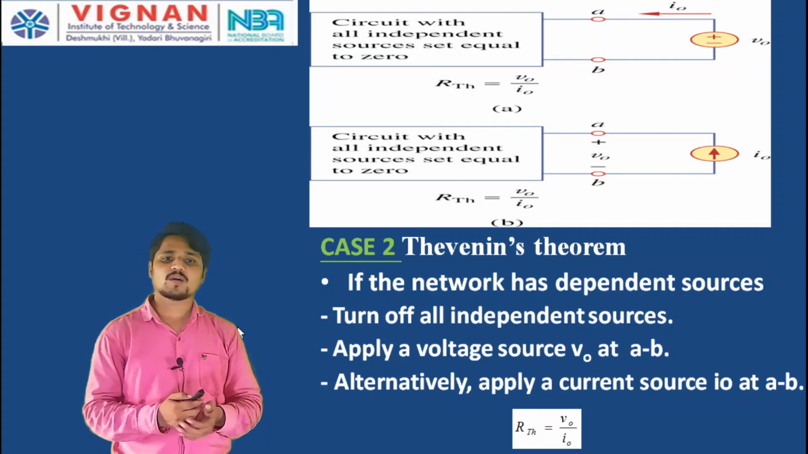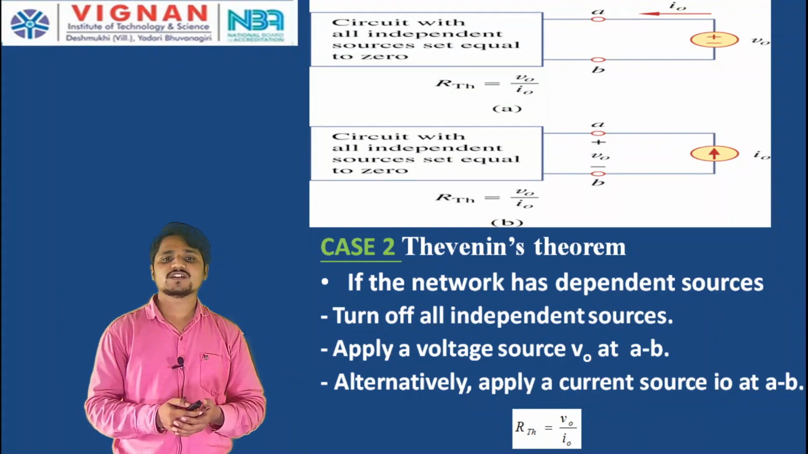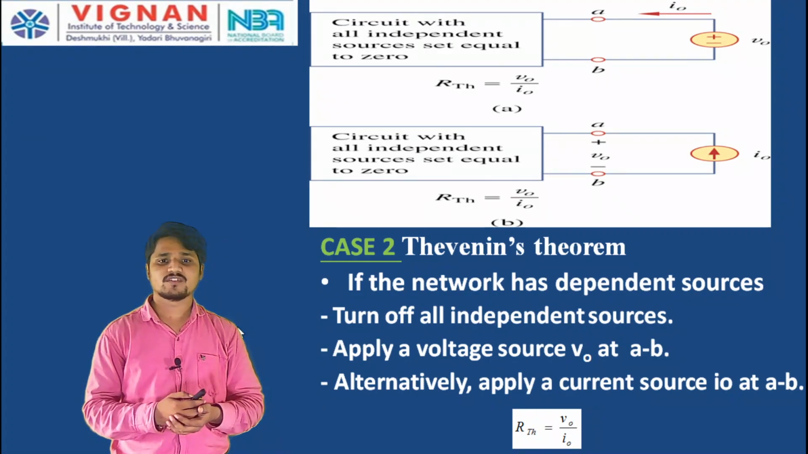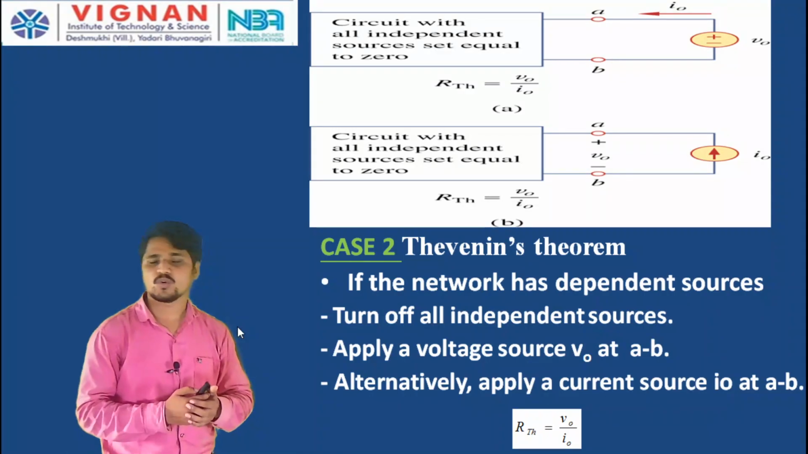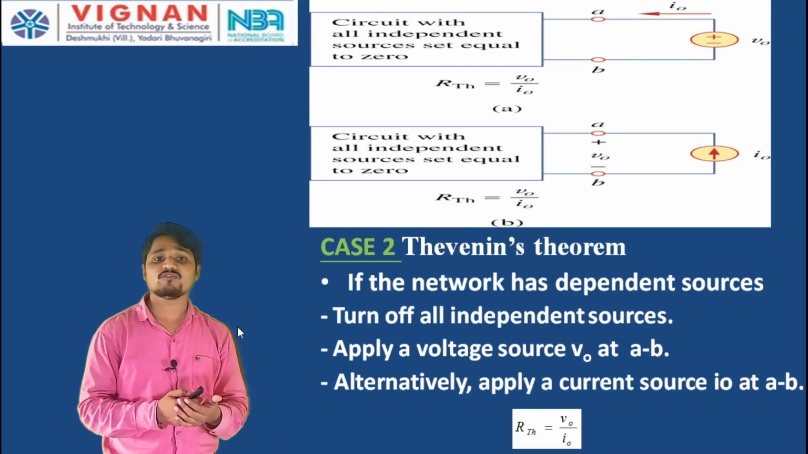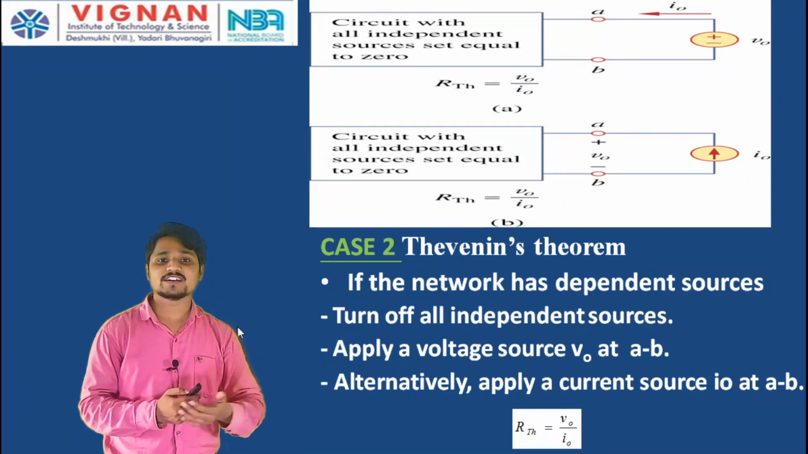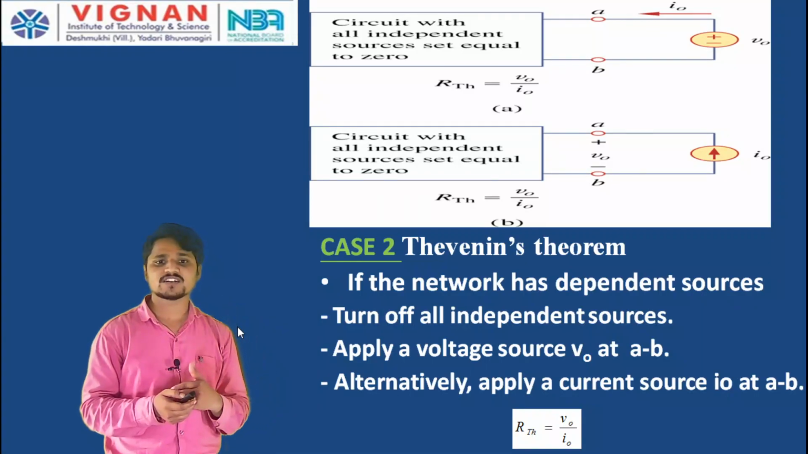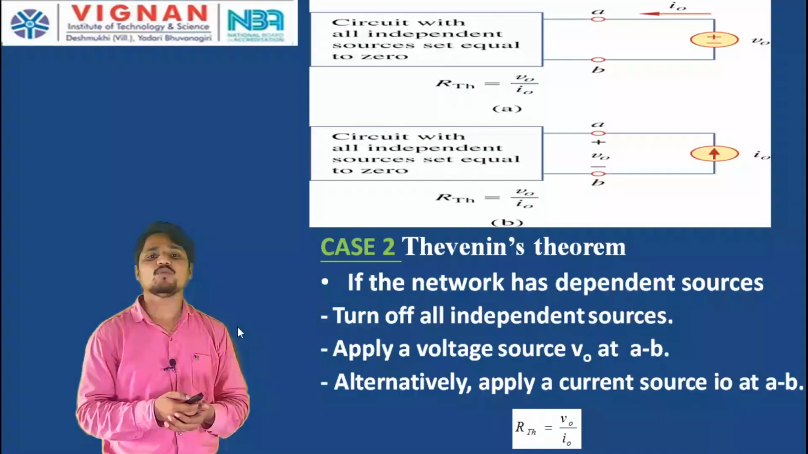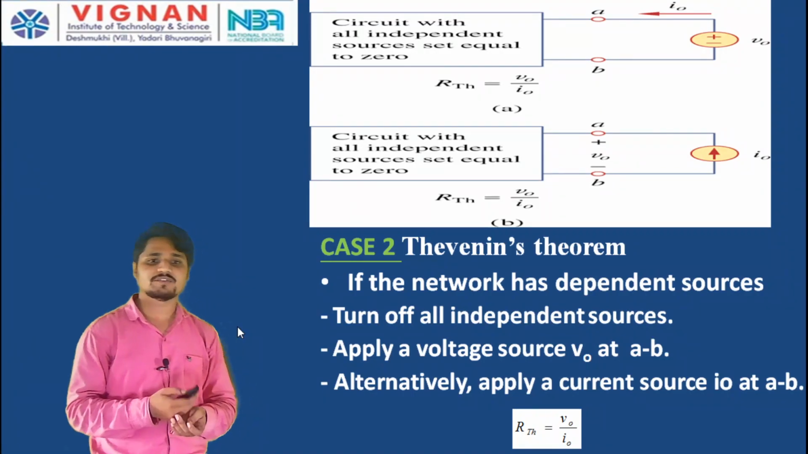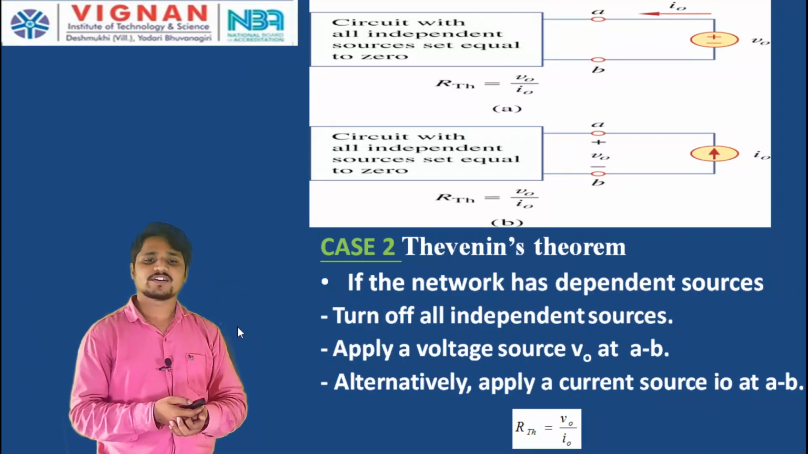We have solved one problem, that is case 1, the network consisting of only independent sources. Now let us take today's case 2, that is the network consisting of independent sources and dependent sources. If the network consists of dependent sources, how do we draw the Thevenin equivalent circuit, and how do we find the Thevenin's voltage and Thevenin's resistance? Let us see in this lecture.